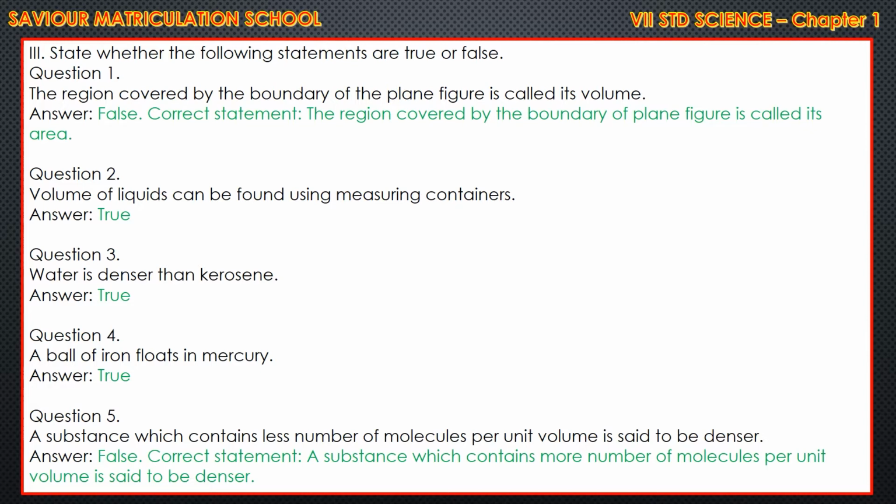Then question 2. Volume of liquids can be found using measuring containers. Answer, true. Question 3. Water is denser than kerosene. Answer, true. Question 4. A ball of iron floats in mercury. Answer, true. Question 5. A substance which contains less number of molecules per unit volume is said to be denser.